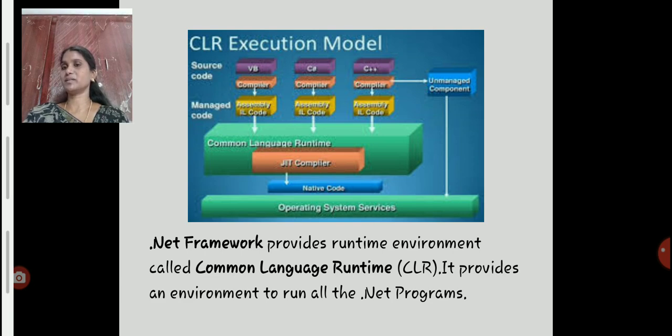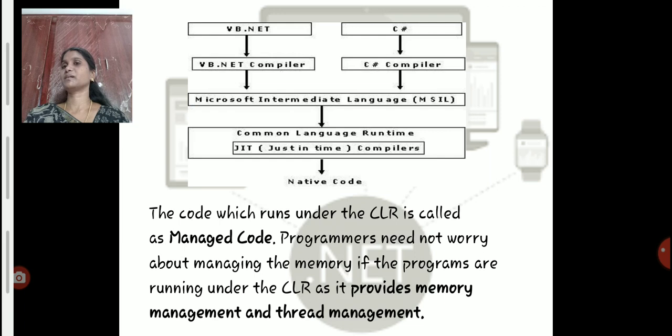So that is about the CLR, right? CLR provides an environment to run all the .NET programs. This is the scenario I just explained: VB.NET or C Sharp, the particular compiler of the coding comes in, then we get MSIL, then on the CLR using JIT we get the native code. That's it. With managed code, the programmers need not worry about managing the memory and securing the program, because CLR itself provides memory management and thread management.